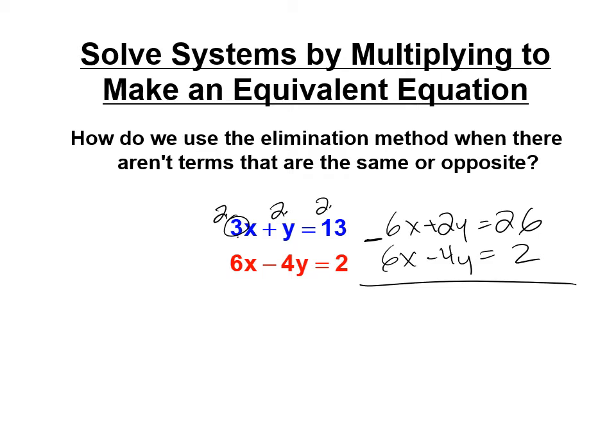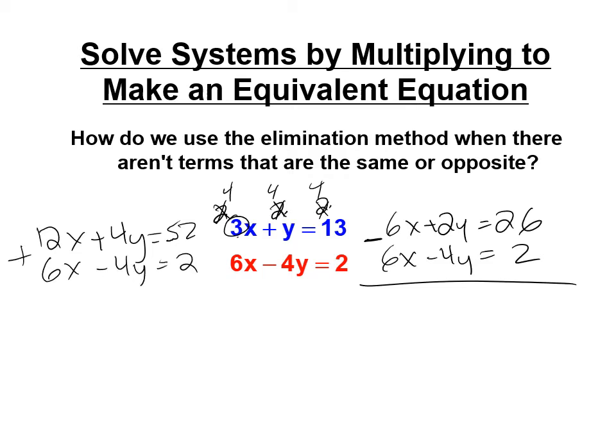It's not the only thing I could have done. What else could I have done? Does anyone have any ideas? Well, how about if we multiply the top one by 4? Well, what would it be then? It would be 12x plus 4y equals 4 times 13, 26, 52. And then we have 6x, the bottom one. I'm going to leave it. Oh, look at that. Now I could add them together, because we have opposites.